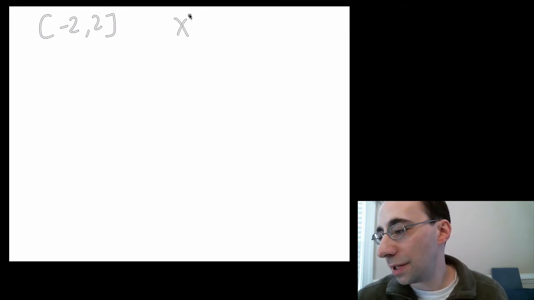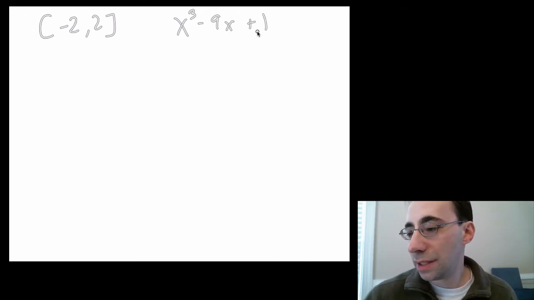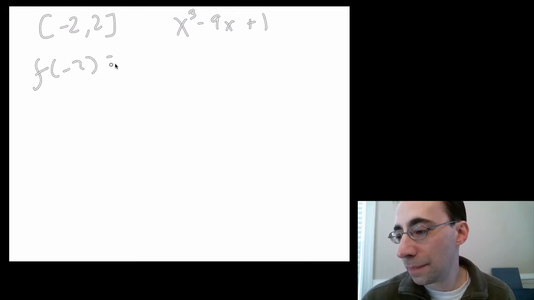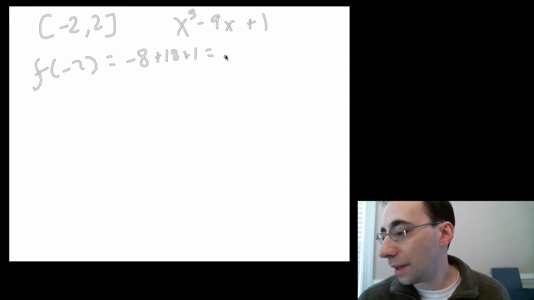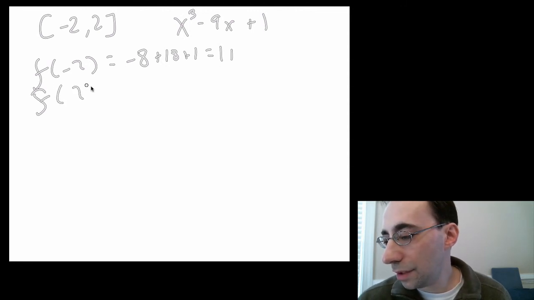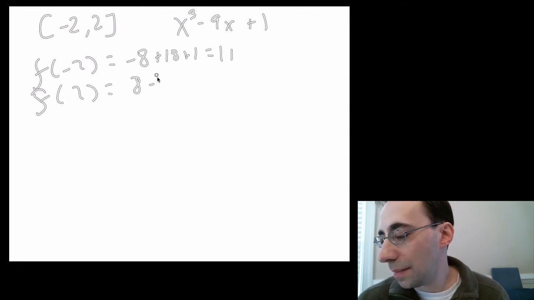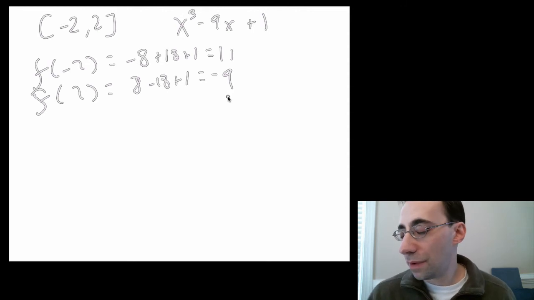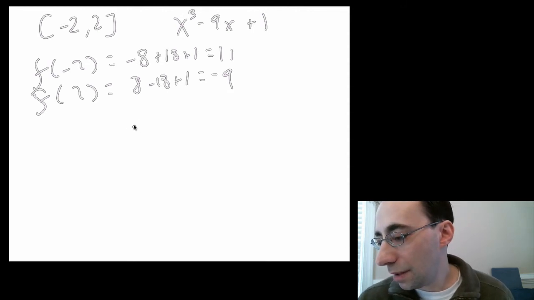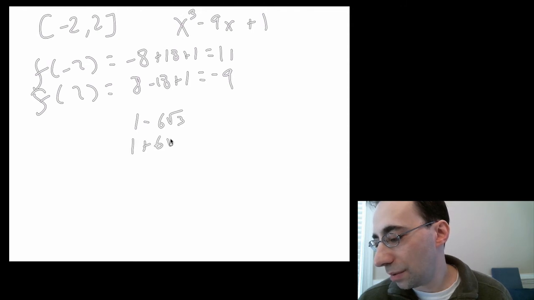Remember the function here is x cubed minus 9x plus 1. In that case, f of negative 2 equals negative 8 plus 18 plus 1. That equals 11. F of 2 equals 8 minus 18 plus 1. That equals negative 9. Now going back to before, we had the two values of 1 minus 6 root 3 and 1 plus 6 root 3.